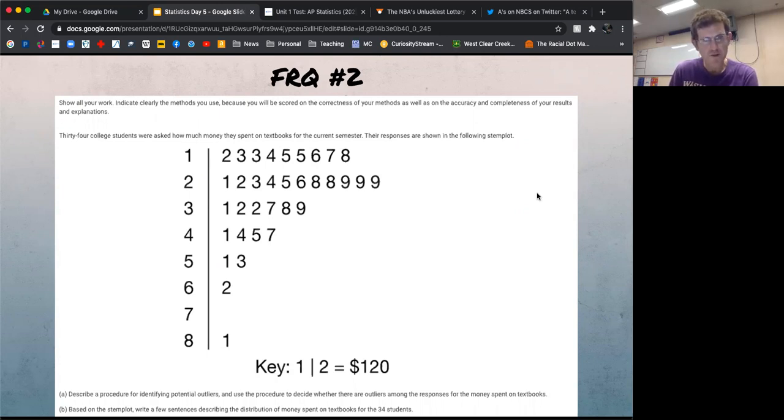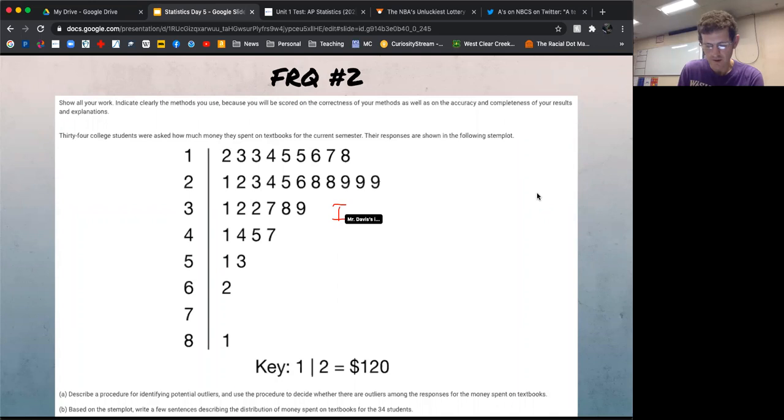So describe a procedure for identifying potential outliers and use the procedure to decide whether there are outliers among the responses for the money spent on textbooks. You do need to do just that. The explanation, you could describe how you're going to split the data up into quartiles.